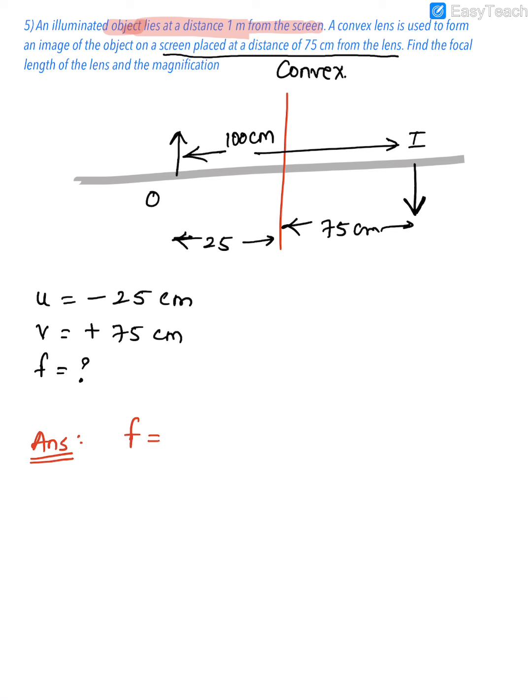18.75. But I think it will come minus 18.75 because, sorry, plus only, plus 18.75 centimeter. Magnification will be minus 3.